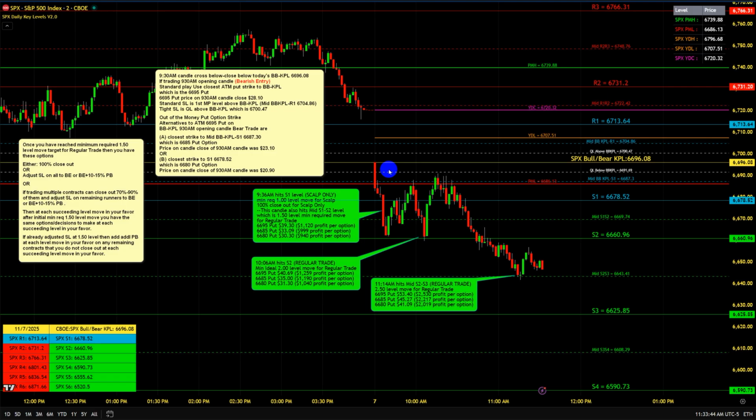We're not going to go into that particular topic today, but just know that there are instances where, even if you have a close above or below the bull bear key price level on the opening 9:30 a.m. candle, there are exceptions to it. Those exceptions happen maybe somewhere between 5, 6, maybe up to perhaps 10 times a year out of the 250 to 255 or so trading sessions for SPX that we have a year.